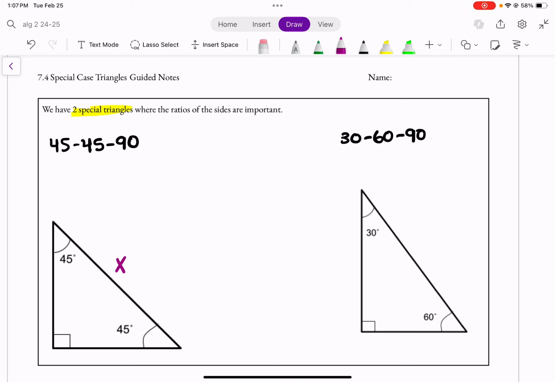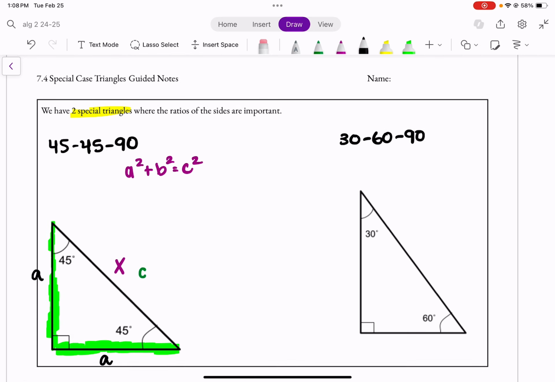We can now solve for the other missing sides using the Pythagorean theorem, right? So I'm going to write a squared plus b squared equals c squared. As we know, the c is always the hypotenuse, and then we have our two sides. Now, because this is a 45, 45, 90 triangle, these two sides are actually congruent. They're the same length, meaning if one of the sides is 10, then the other side is 10. So instead of labeling them a and b, I'm just going to label both of them a, because they're the same length. a is the same as b in this case, okay?